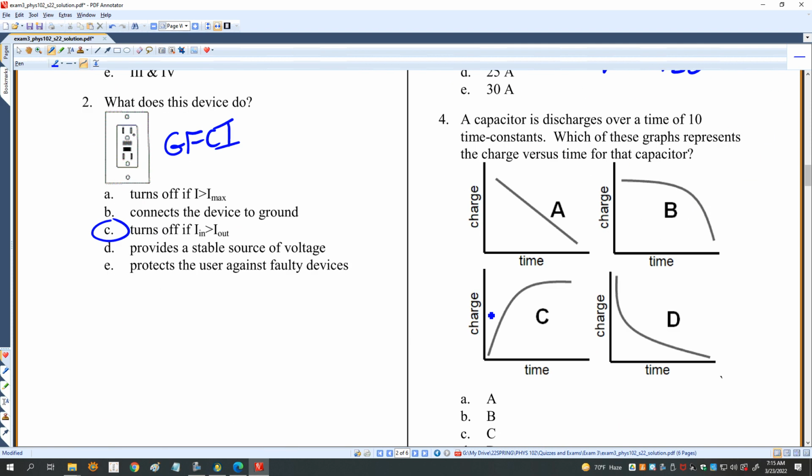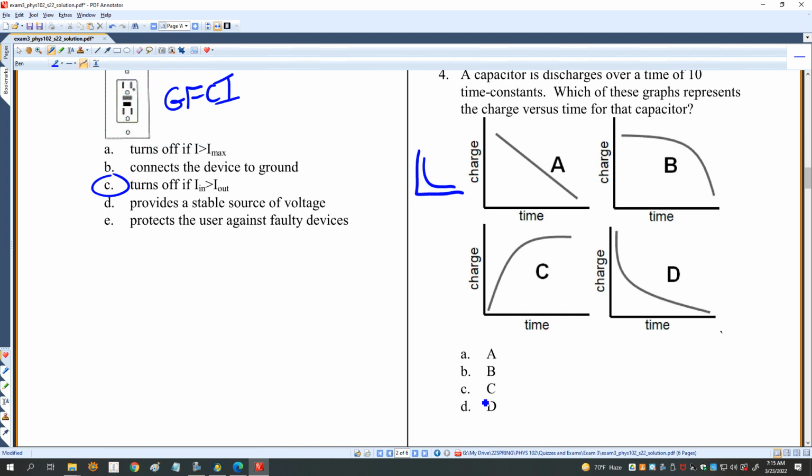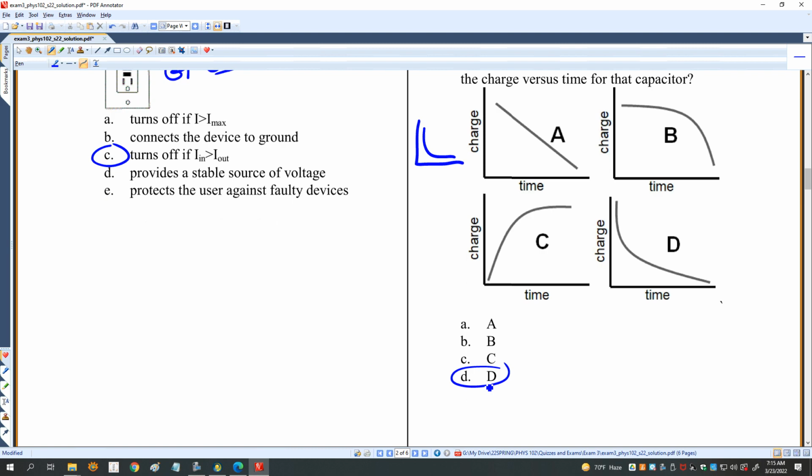A capacitor discharges over a time of 10 time constants. Which of these is the charge versus time? Discharging will look like this. So D is the right answer.